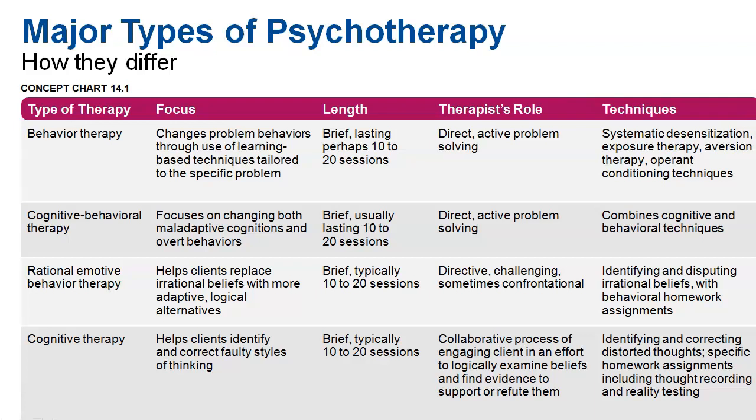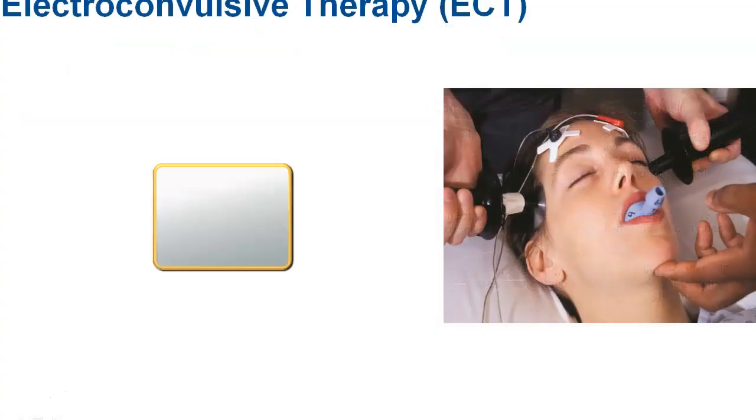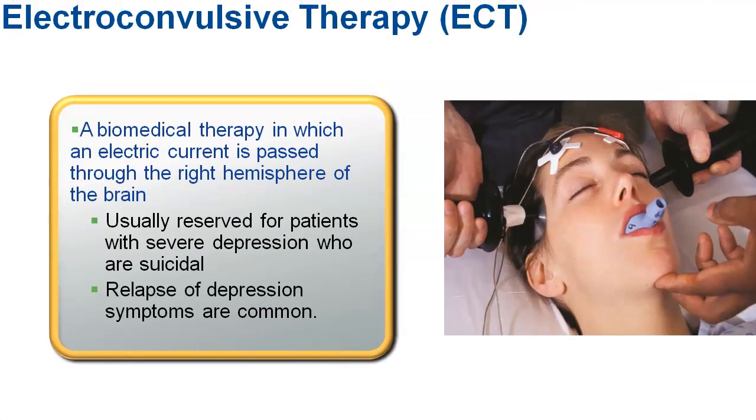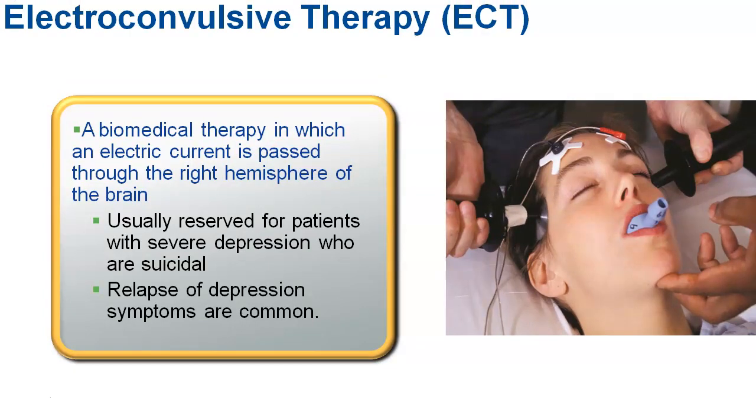But in addition to psychotherapies, we also have something known as biological therapies. One of the examples of biological therapies that we use is electroconvulsive therapy, or ECT. This used to be known as electroshock therapy, and it's not as severe as it used to be. It is far more controlled and humane, but this is a biological therapy, whereas all of the other ones that I had listed were psychotherapies.